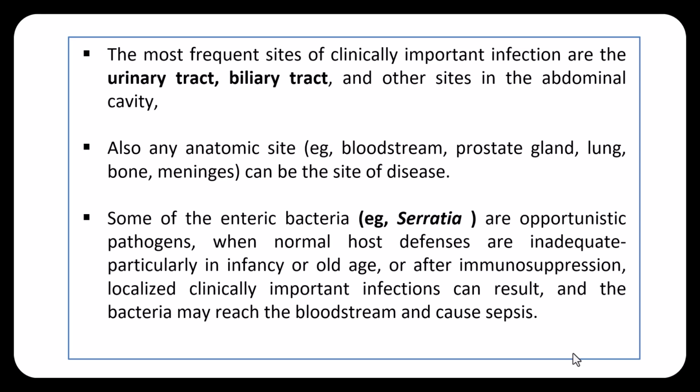The most common infections occur in the urinary tract, biliary tract, and abdominal cavity. They may also affect other sites such as the bloodstream, lung, prostatic gland, bone, or meninges. And some species, such as Serratia marcescens, act as opportunistic pathogens. That means they mainly cause infection when the host immune defenses are weakened, such as in infants, elderly individuals, or immunocompromised patients. And in severe cases, they may enter the bloodstream and cause sepsis.